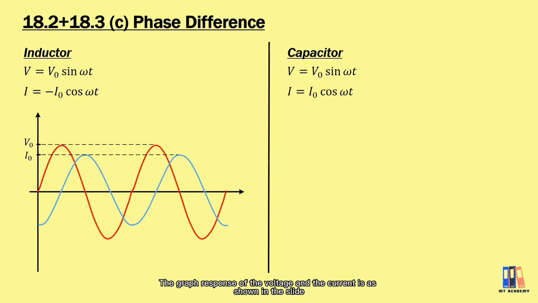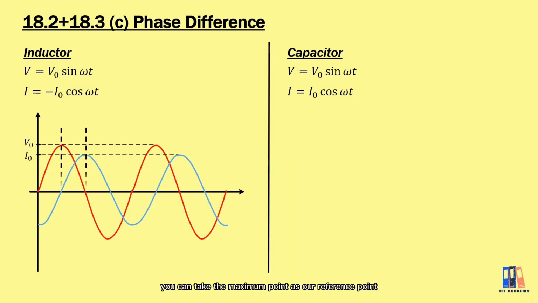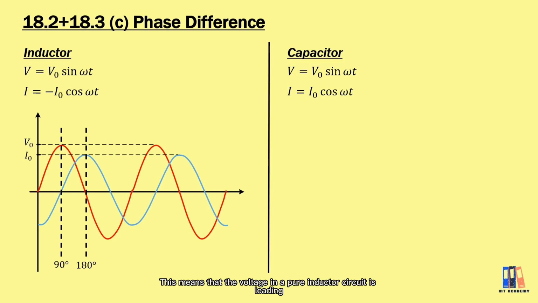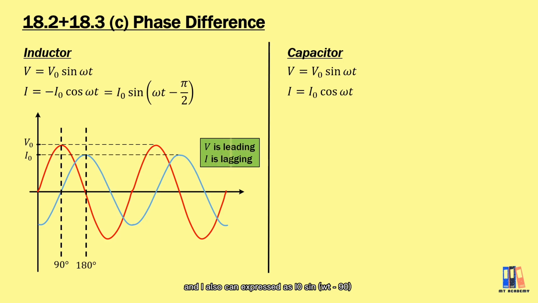So the graph response of the voltage and the current is as shown. To analyze the phase difference between the voltage and current, we can take the maximum point as our reference point to do the comparison. So the voltage has achieved its maximum value at the angle of 90 degrees, while the current is at 180 degrees. This means that the voltage in a pure inductor circuit is leading, and the I also can be expressed as I0 sine omega t minus 90 degrees, or it can be I0 sine omega t minus pi over 2.